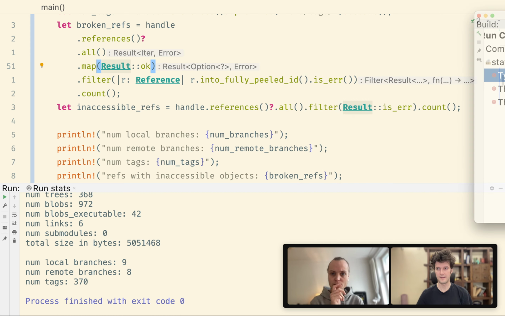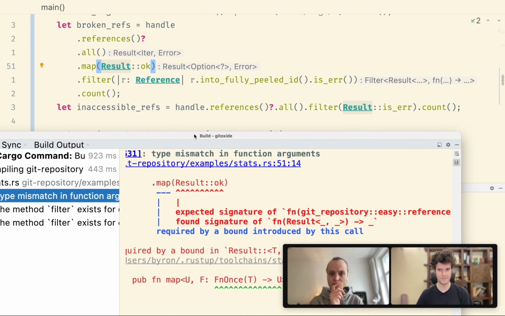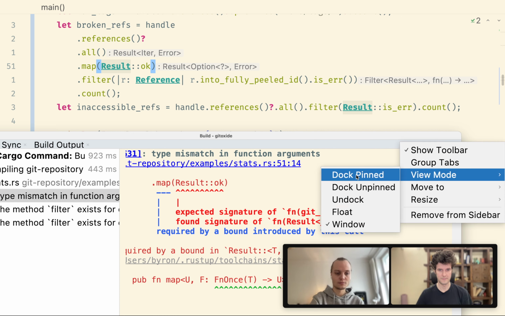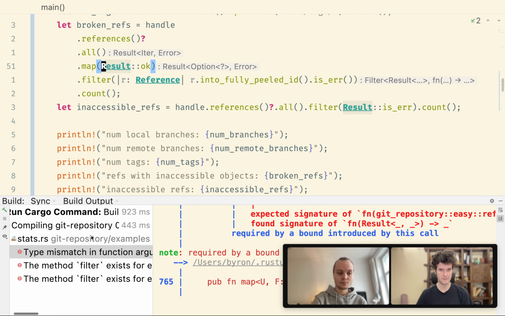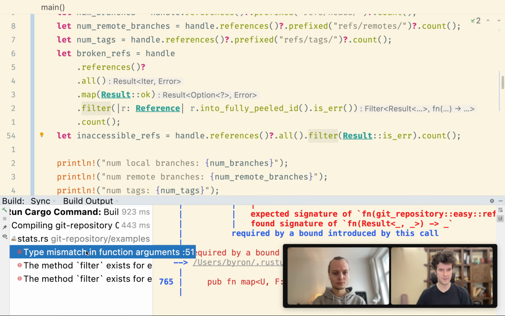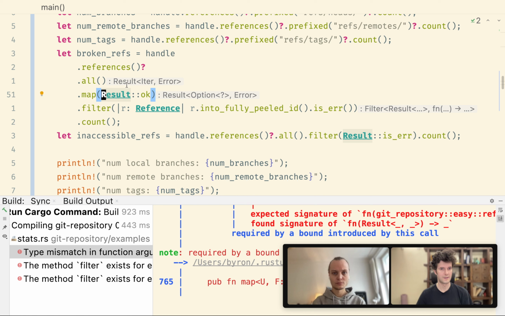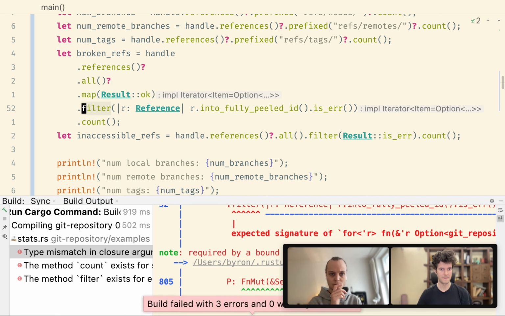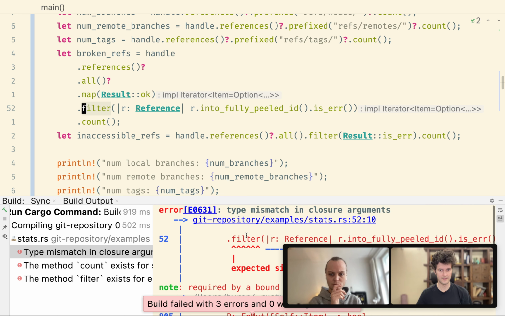Did I not compile anything here? Let's put this back down. Okay. It's all here, fortunately. Okay. Because question mark missing. And it's still unhappy.